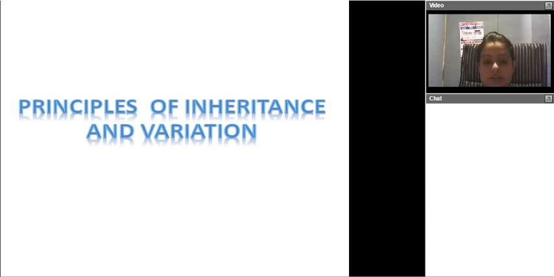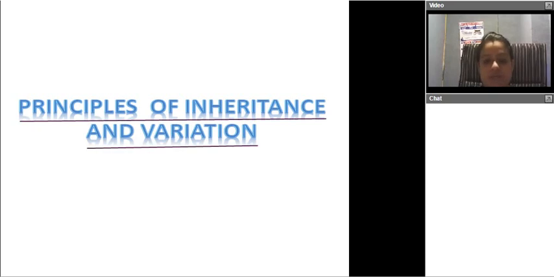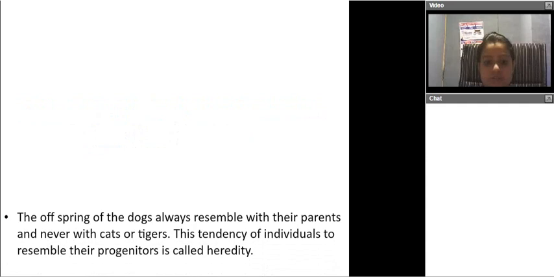Today we will start with a very important chapter, that is principles of inheritance and variation. In this chapter, we will learn about the discoveries made by Mendel and also its enhancement. We already know who is Gregor Johann Mendel, right? He is the father of genetics. He has given us the explanation of heredity.